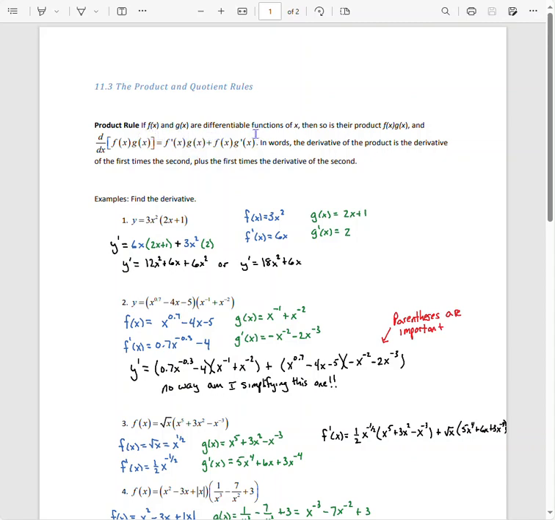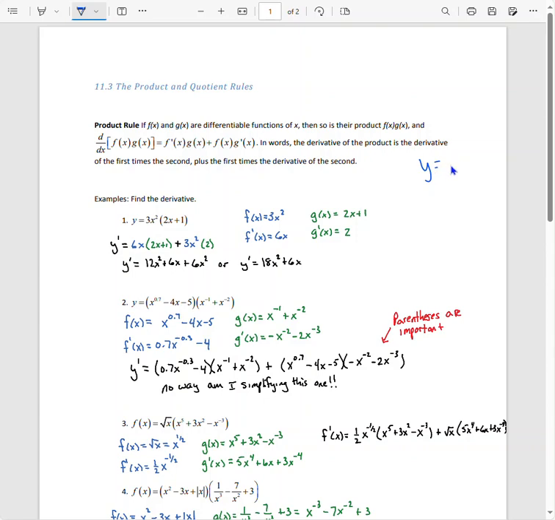x, then so is their product, f of x times g of x. And the derivative of the product is the derivative of the first times the second plus the first times the derivative of the second. Now, this is all good and stuff, but you might also think of it like this.